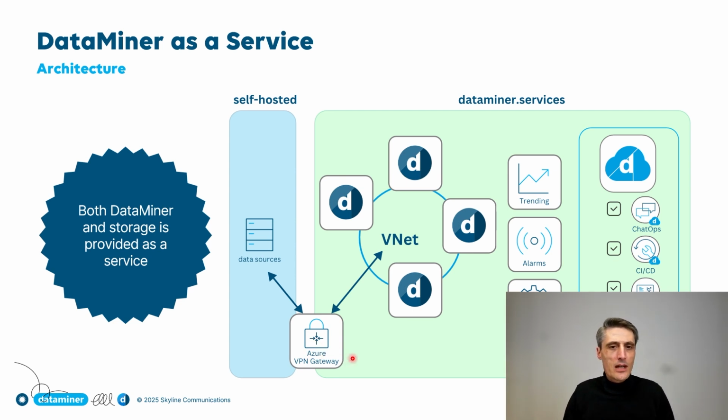It's a standard Azure VPN gateway I can configure, and that allows me to make a connection between my DataMiner system that is managed in dataminer.services and my data sources that I have on-prem. For instance, some switches I have here that I want to start monitoring and controlling from the DataMiner system. So once I set up that VPN gateway, I can add those elements, start the monitoring and the control of those switches or any data source that I have on-prem.